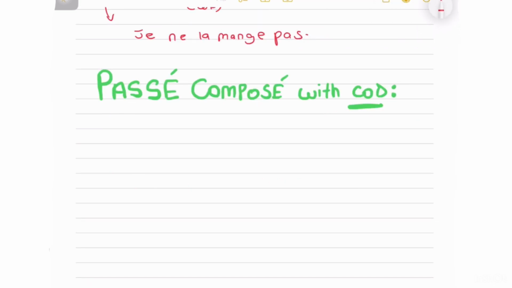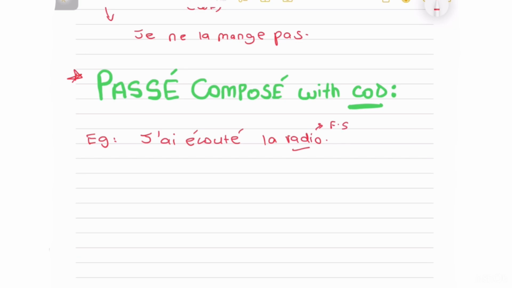Now here comes the tricky part, where most students make mistakes: passé composé with COD. Here you need to have 100% clarity, otherwise you're going to make mistakes. So what do we do in that? We know passé composé is done with avoir or être, that much is clear to us, right? Now the question is, how do we do it? So I'll take an example. J'ai écouté la radio. I listened to the radio. Now, radio is an exception, it obviously does not end in E, but it is feminine singular.